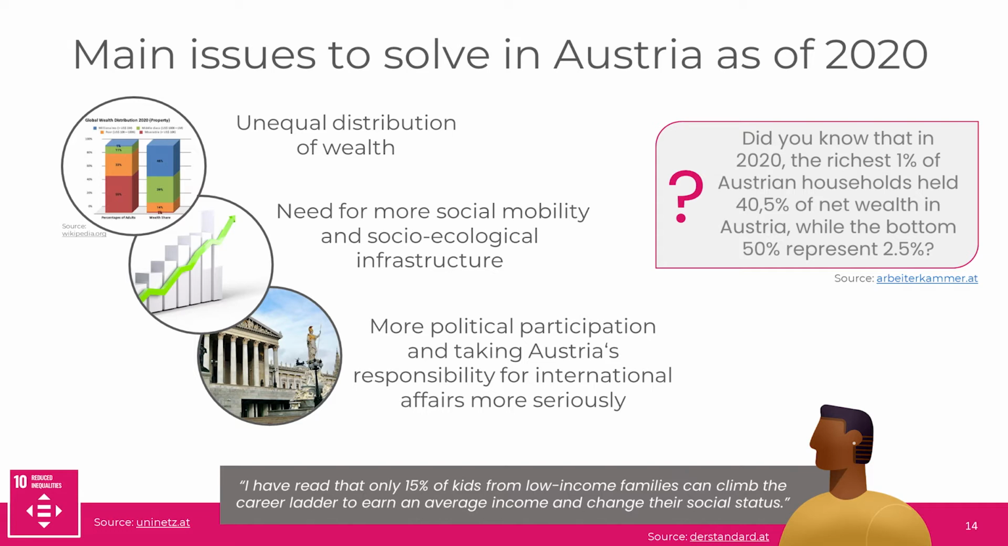We need more social mobility and socio-ecological infrastructure and more political participation in Austria, and taking Austria's responsibility for international affairs more seriously. That means we should be doing more to help all the other countries along to develop and evolve like we have.